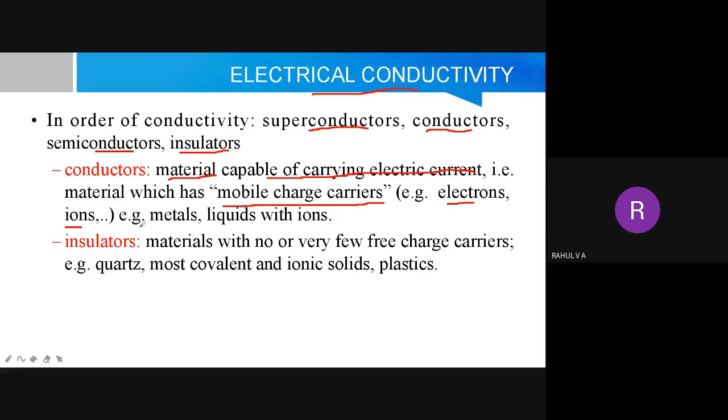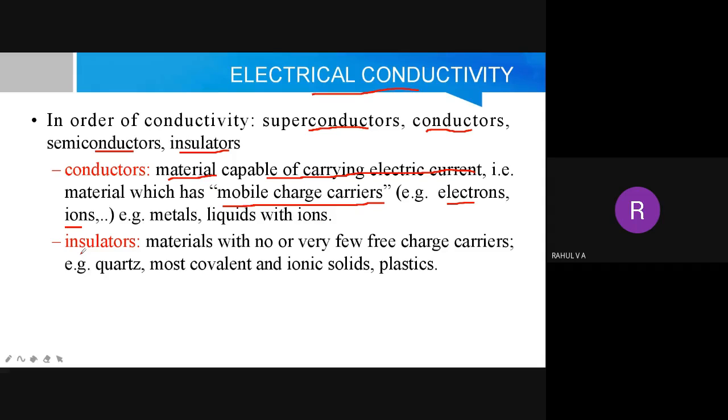And examples are metals, and liquids with ions. So conductor means which allows the passage of current or which has mobile charge carriers. Those come under conductor. Examples are metals, then liquids with ions. So in our homes, a lot of wires are used for connecting bulbs, fans, etc. Those come under conductor, or metals. All metals come under it, even aluminum, gold, everything comes under conductor. So which can conduct electricity is a conductor.